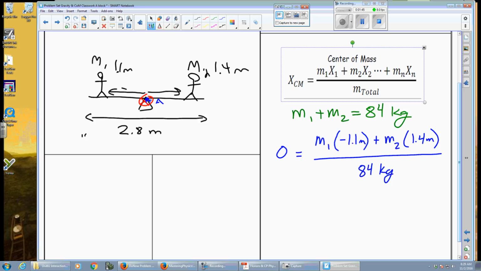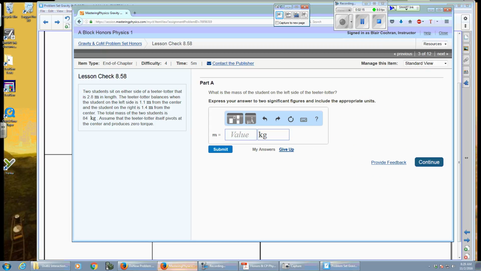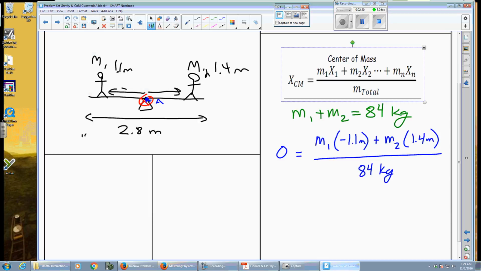Well, because of where you picked the center of mass, and by you I mean your class, it has to be negative 1.1, or it could be positive 1.1 and negative 1.4, but I need to indicate that I'm going in a different direction to get to those. So I'm just going to do a little substitution, right? I think they asked for M1, the left side of the teeter-totter. So I'd like to keep M1, get rid of M2.